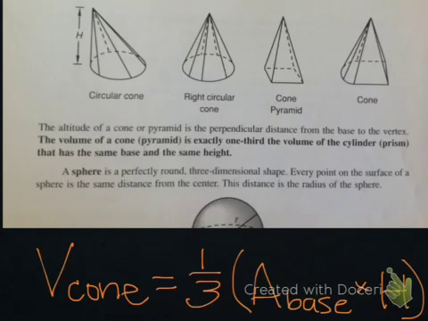Okay, if you are trying to find the volume of a cone, the volume of a cone is going to be 1/3 of the area of the base times the height. So it's exactly 1/3 of the cylinder that has the same base and the same height.